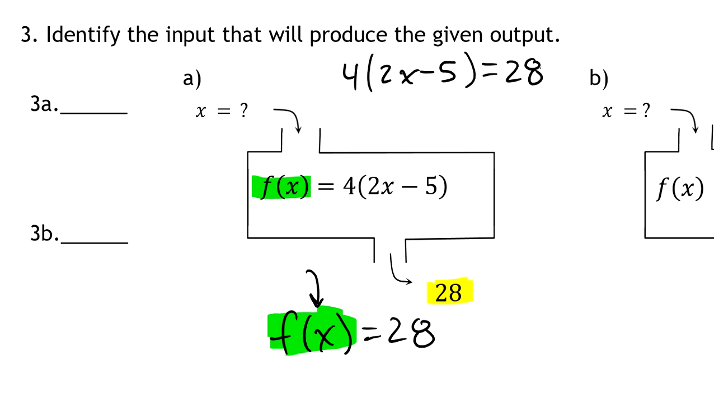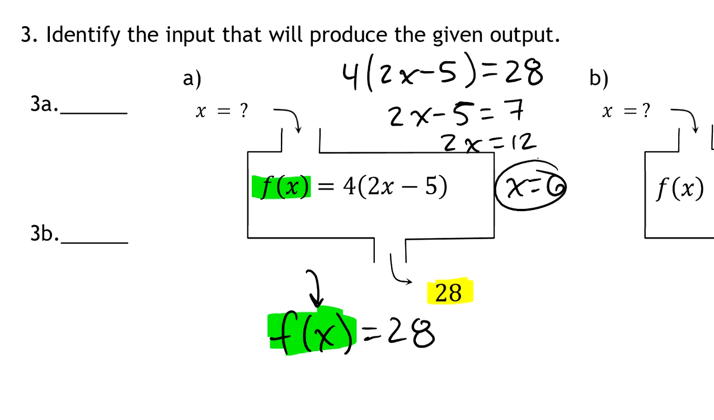If I'm dividing 28 by 4, that would be 14, and half of 14 is 7. So if I divide both sides by 4, on the left-hand side I have 2x minus 5, and on the right hand I have that equals 7. Then I'm going to add 5 to both sides. That gives me that 2x is 12, and finally I'll divide by 2, giving me that x is the number 6. So when 6 is fed into this function, and 6 is the value of x right there, it produces an output of 28. So the answer for part A, when x is 6, the output is 28.